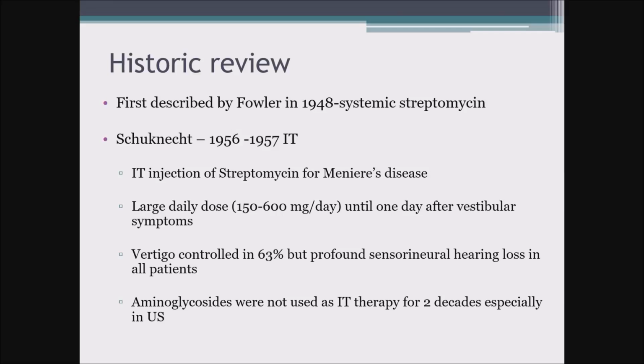In the review of literature for intratympanic aminoglycoside use, streptomycin was first introduced by Fowler in 1948. Schuknecht in 1956 used high-dose streptomycin, 150 to 600 milligrams per day, until he could see vestibular symptoms. Vertigo was controlled in 63% of patients, but all of them had profound sensorineural hearing loss. This result was so discouraging that aminoglycosides were not used in the US for almost 2 decades.